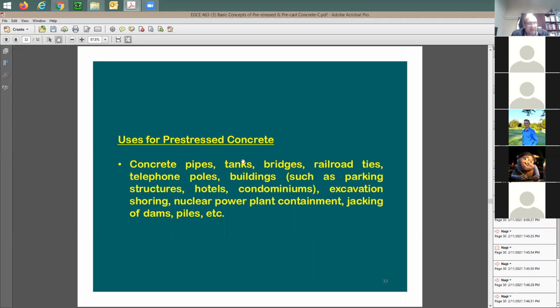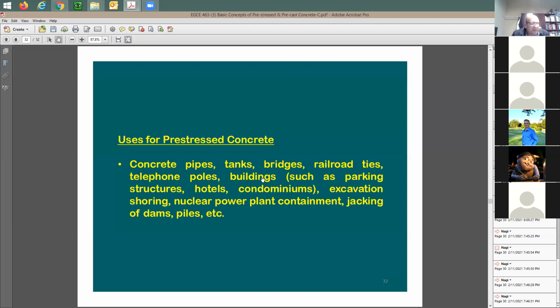Tanks, big tanks, like big reservoirs, are very famous for pre-stressing. Also bridges, railroad ties, and telephone poles when they go very high. You have parking structures, and usually hotels, because in this type of construction you have a systematic layout that you can easily repeat. This is where mass production and uniformity come in with pre-stressed concrete.